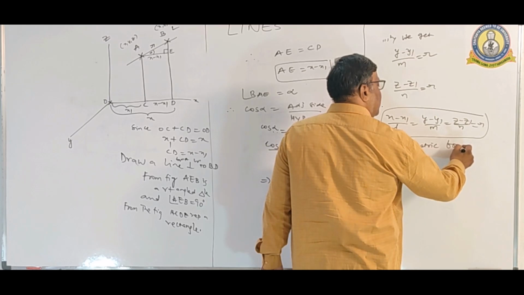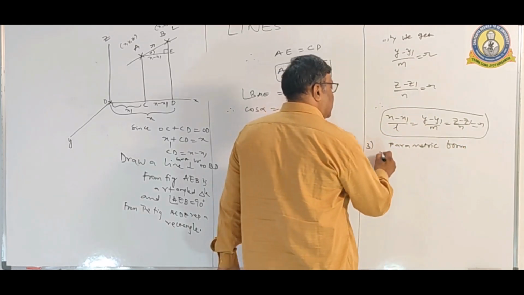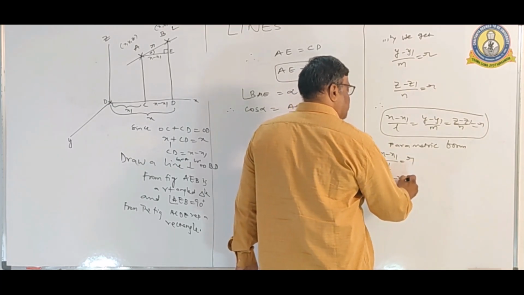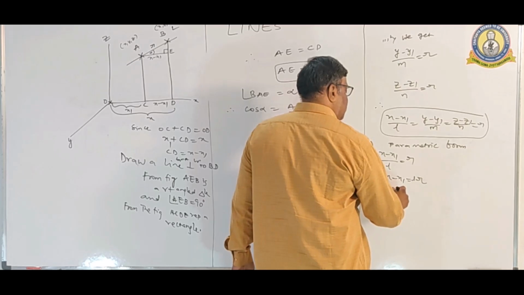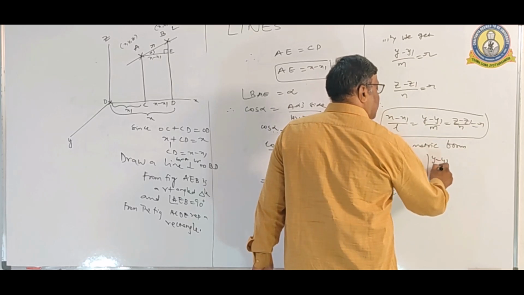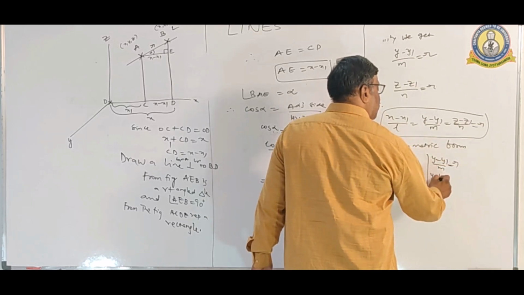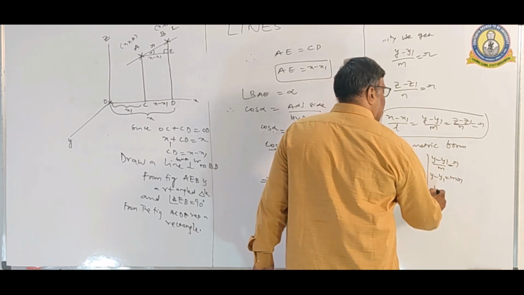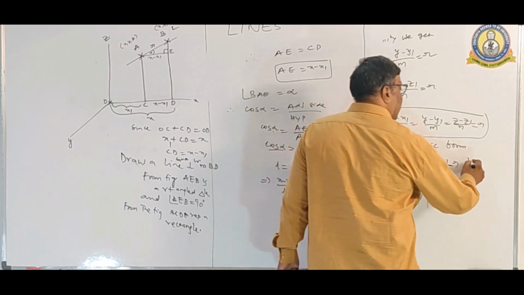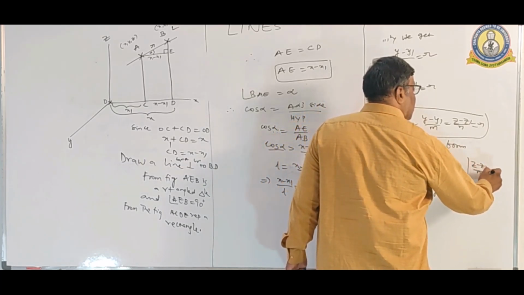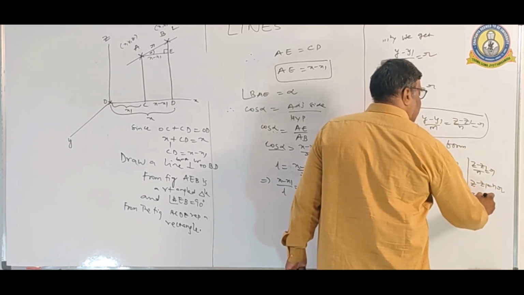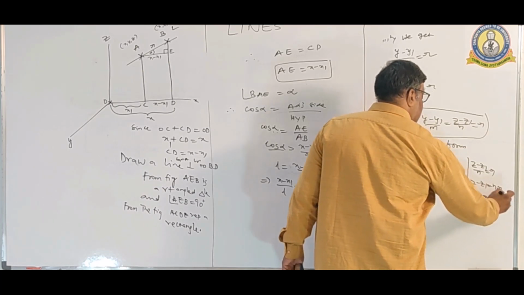So what is this parametric form here? I will equate the individual terms. x minus x1 by l is equal to r. Therefore, x minus x1 is equal to lr, and hence x is equal to x1 plus lr. Similarly, y minus y1 by m is equal to r. Therefore, y minus y1 is equal to mr, and hence y is equal to y1 plus mr. Likewise, I can show that z minus z1 by n is equal to r. Therefore, z minus z1 is equal to nr, and hence z is equal to z1 plus nr.